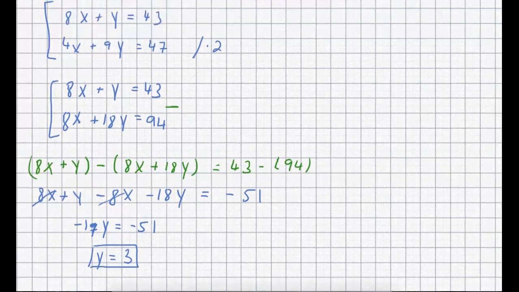Now we substitute. So we go to, it doesn't matter which one, just choose one of them. Which one do you choose? 8x plus y. Okay, so 8x plus 3 equals 43. And then 8x equals 40. Right. And then x equals 5. Which is the same thing we got before. Same thing. Okay, very good.